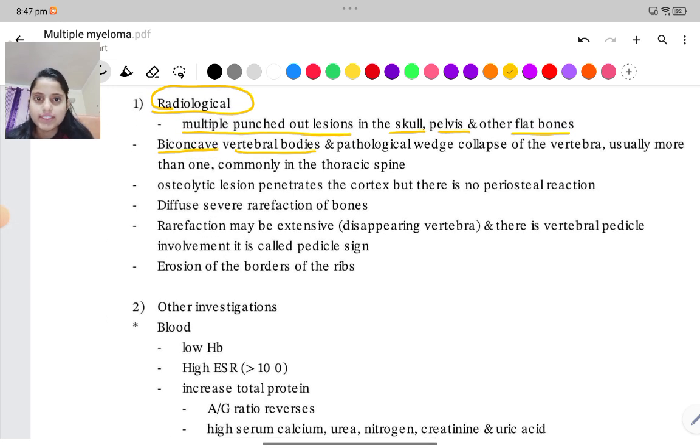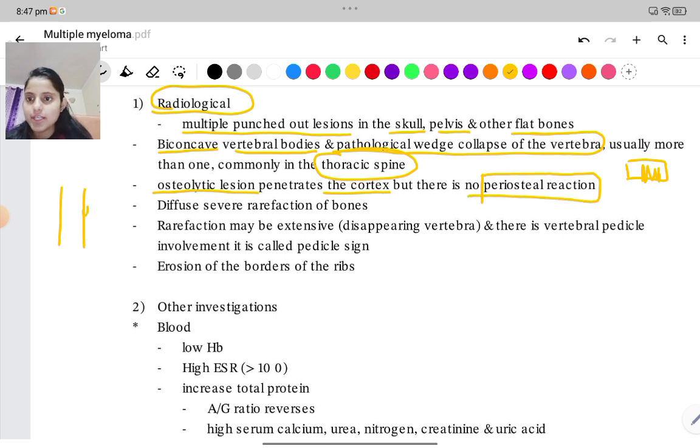Biconcave vertebral bodies and pathological wedge collapse of the vertebra. It is central collapse of the vertebra, usually more than one, which is commonly seen in the thoracic spine. Osteolytic lesion penetrates the cortex, but there is no periosteal reaction. It penetrates the cortex, but periosteal reaction like in osteosarcoma, Ewing sarcoma is not seen in the multiple myeloma.